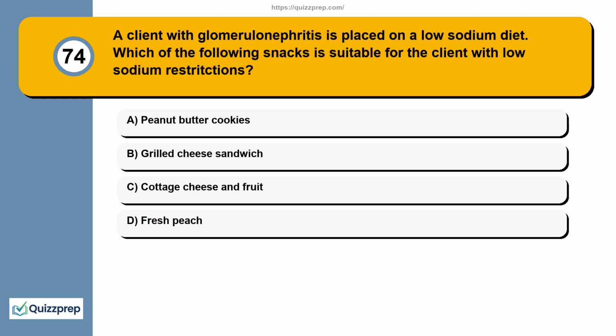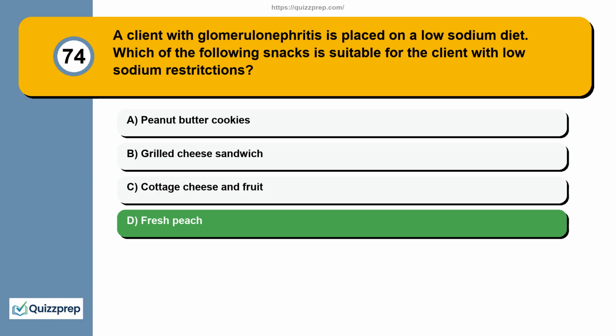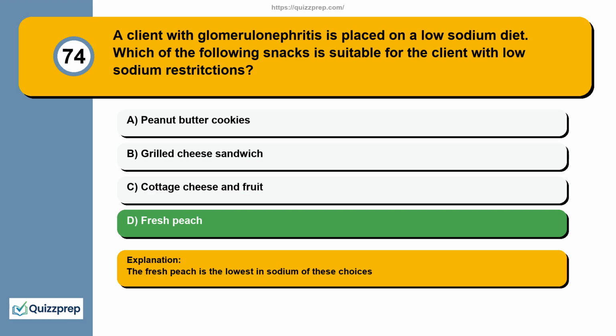Question 74. A client with glomerulonephritis is placed on a low-sodium diet. Which of the following snacks is suitable for the client with low-sodium restrictions? Peanut butter cookies, grilled cheese sandwich, cottage cheese and fruit, fresh peach. The fresh peach is the lowest in sodium of these choices.